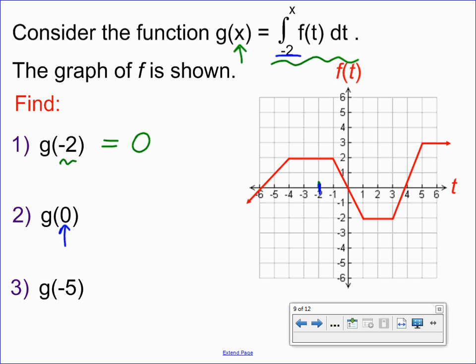So let's do it. As I scan from negative 2 up until x equals 0, how much area have I accumulated? Well, I've got 1 square unit, 2 square units, and then this is just a triangle, so I could do 1/2 base times height. 1/2 times 1 times 2 is just 1, so it looks like 1, 2, 3 units. So guess what? g of 0 is the definite integral from negative 2 to 0 of f of t, whose graph is shown, which is just an area problem.